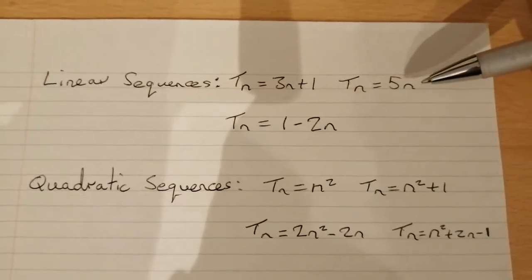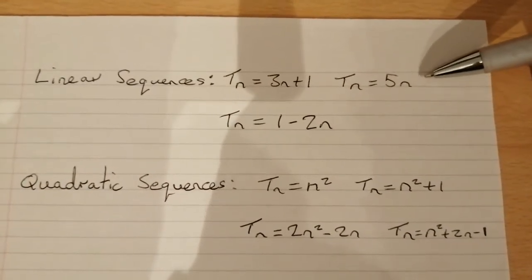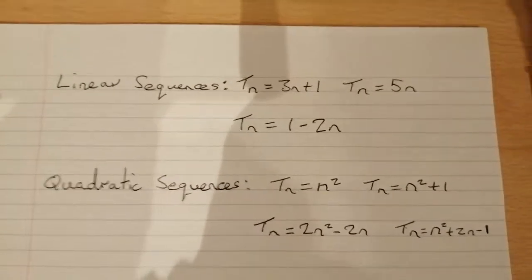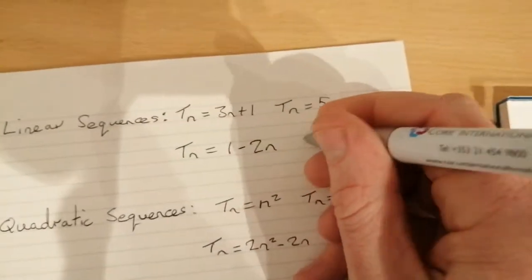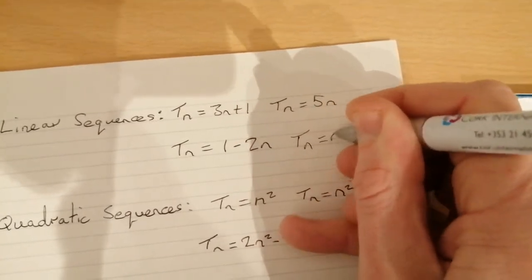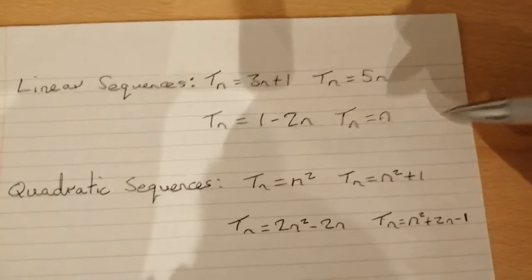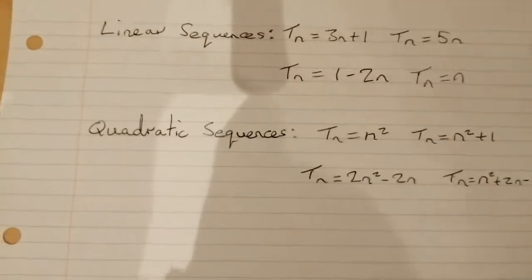We don't have to have a constant. In this one we see we've no plus 1 or plus 3, but we must have the n. We don't have to have a coefficient. For instance, this is also, that's also a linear sequence there. Okay, so some ideas of quadratic sequences.